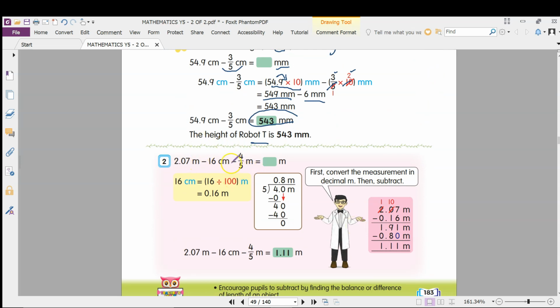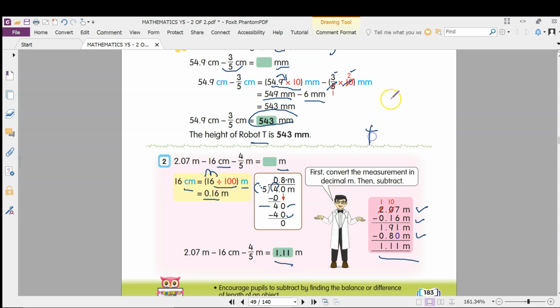Example 2. Answer looking for meter. So cm you have to change to meter. Now cm is smaller, so change to meter you have to divide 100. Move decimal point 2 times, 0.16 meter. And then 4/5 is the same as 4 divided by 5. So 4 inside, 5 outside. 0 times 5, 0. Balance is 4. Add 0, bring down 0. 8 times 5, 40. So 0.8. So 2.07 minus 0.16 minus 0.8 equals 1.11 meters.